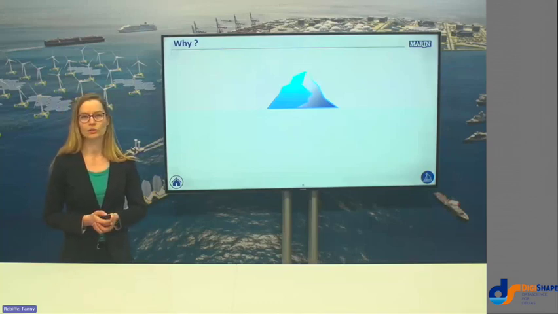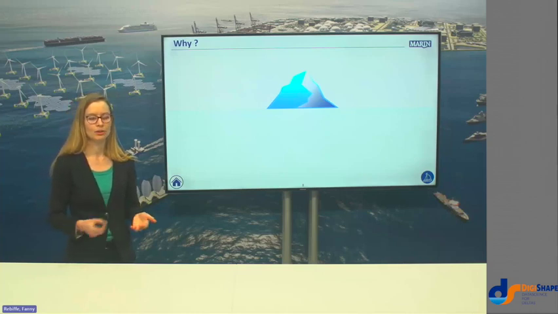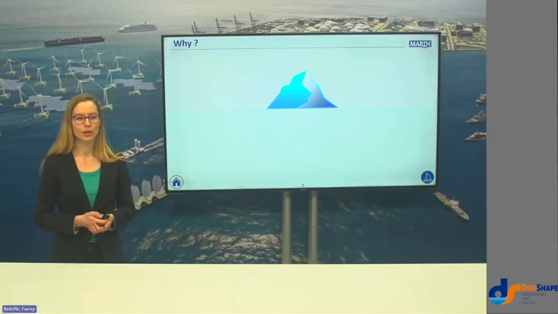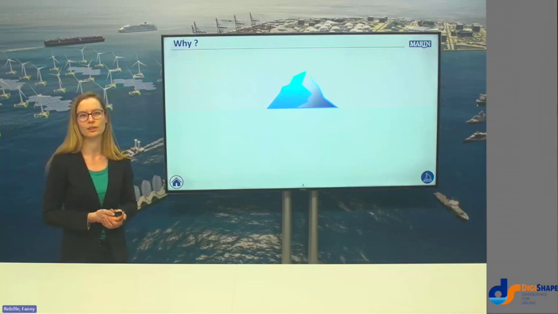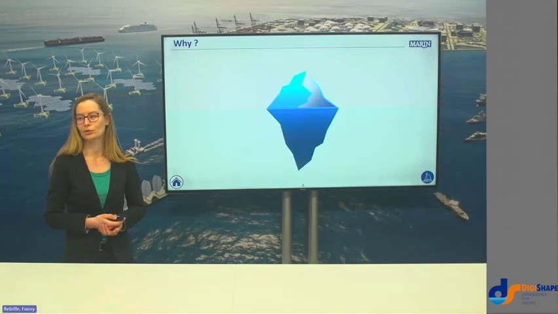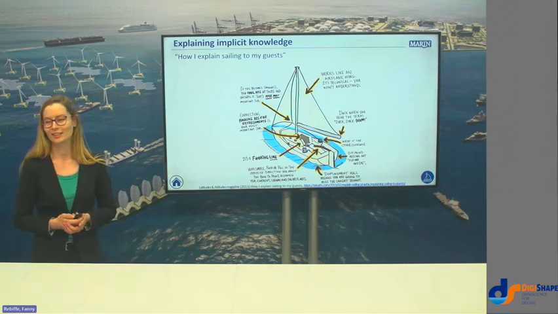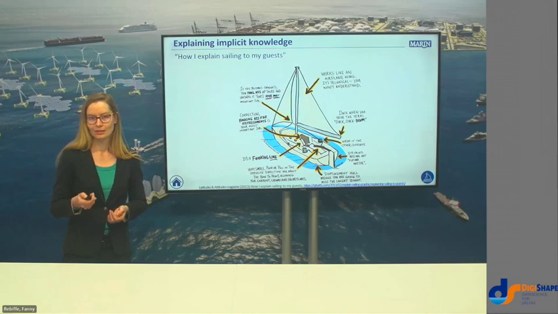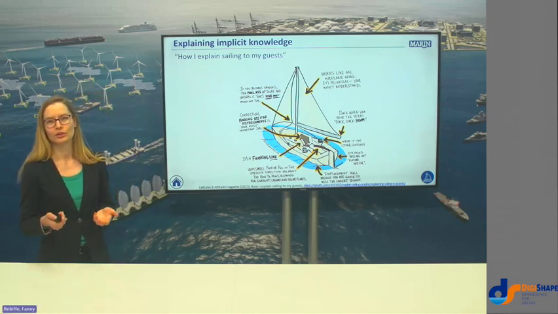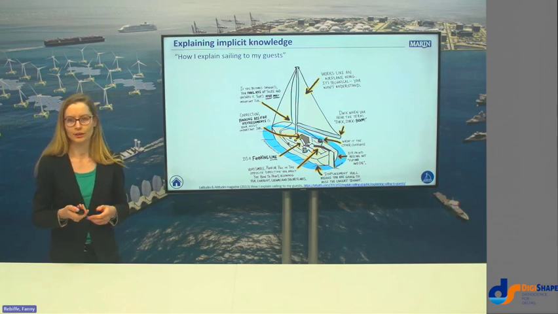Because knowledge is not only something that can be read in a book or written as an equation. Knowledge is also about being able to feel or to take instinctive decisions. Knowledge is also implicit. But implicit knowledge is not always easy to share, as you can see on this drawing. And it's also not always easy to explain or to acquire.